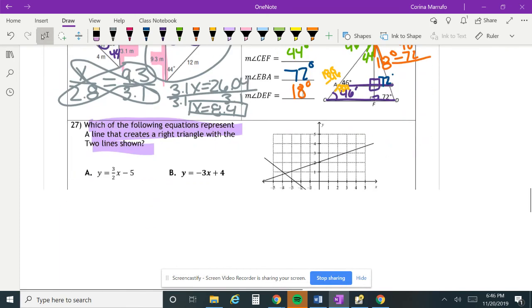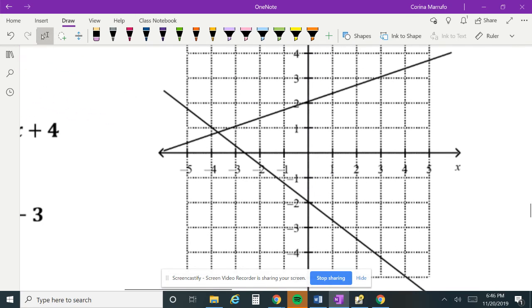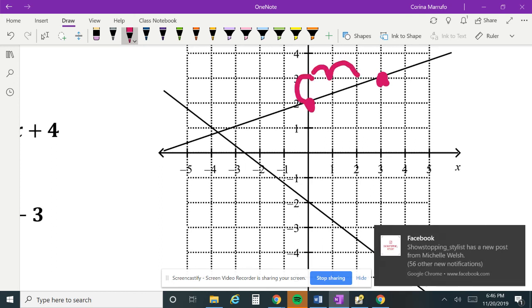And the last one says, which of the following equations represents a line that creates a right triangle with the two lines shown? So in order to make a right triangle, that means that it needs to intersect one of these lines at a 90-degree angle. So we're going to go ahead and find the slopes. To find the slope, we're going to find 2 points on the line. It looks like these are 2 points. So the rise goes up 3. 1, 2, 3.